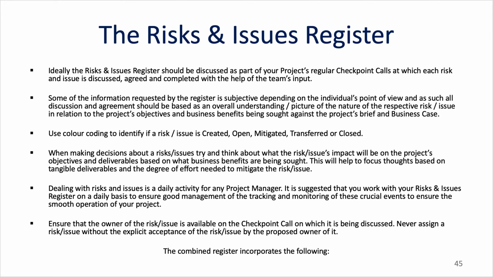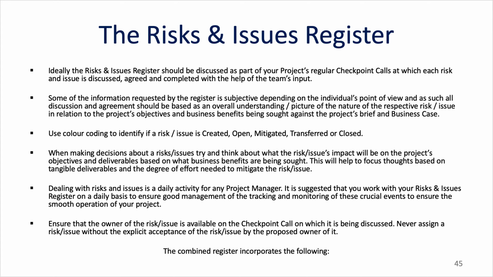The risks and issues register should be discussed as part of the project's regular checkpoint calls, at which each risk and issue is discussed, agreed and completed with the help of the team's input. Some of the information requested by the register is subjective. It depends on the individual's point of view. And as such, all discussion and agreement should be based on an overall understanding or picture of the nature of the respective risk or issue in relation to the project's objectives and business benefits being sought against the project's brief and business case. Try and use color coding, for example, to identify if a risk or issue is created, open, mitigated, transferred, or possibly closed.